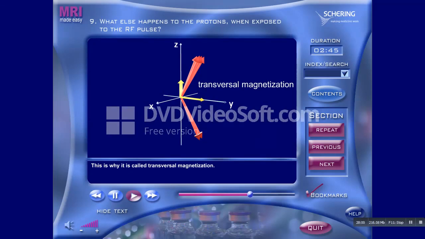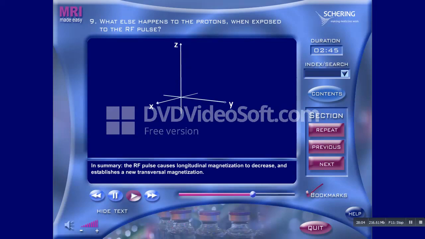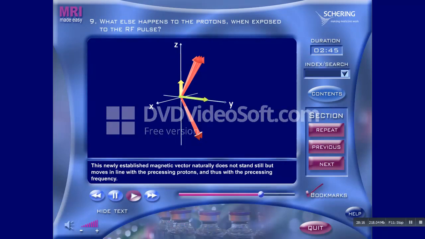In summary, the RF pulse causes longitudinal magnetization to decrease and establishes a new transversal magnetization. This newly established magnetic vector naturally does not stand still, but moves in line with the precessing protons and thus with the precessing frequency.